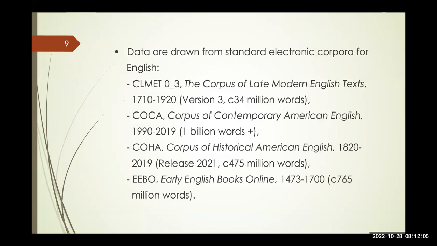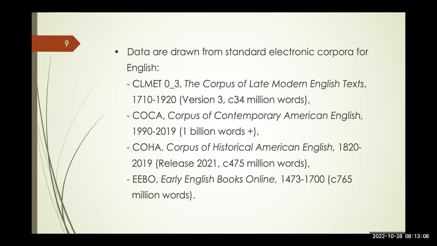And my data are all drawn from standard electronic corpora for English. You may be familiar with some of these, maybe not all of them. There's the Corpus of Late Modern English Texts from 1710 to 1920. It's about 34 million words, and most of the texts are literary. There are also quite a lot of treatises. COCA, you may be familiar with, the Corpus of Contemporary American English from 1990 to 2019. That is now over a billion words, a very large corpus. We'll also use COHA, the Corpus of Historical American English from 1820 to 2019. And I'm using the 2021 release, which is about 475 million words.